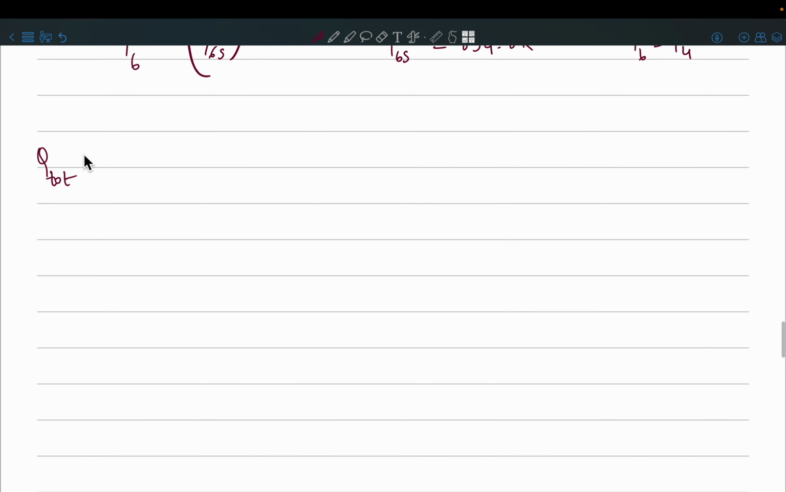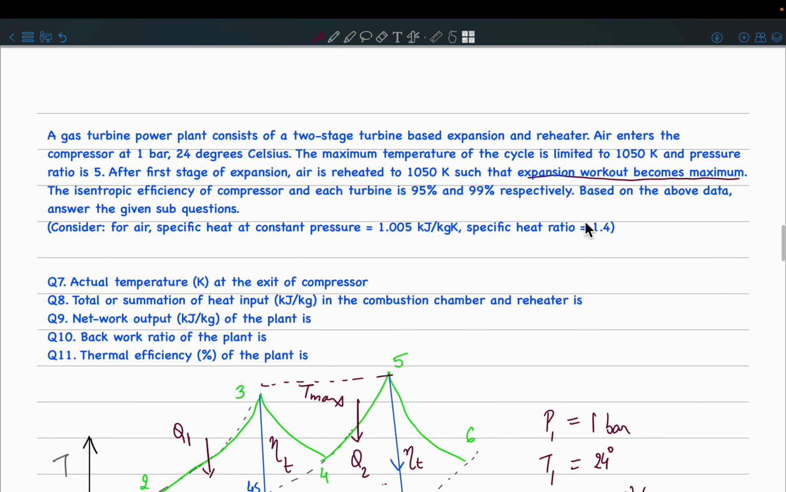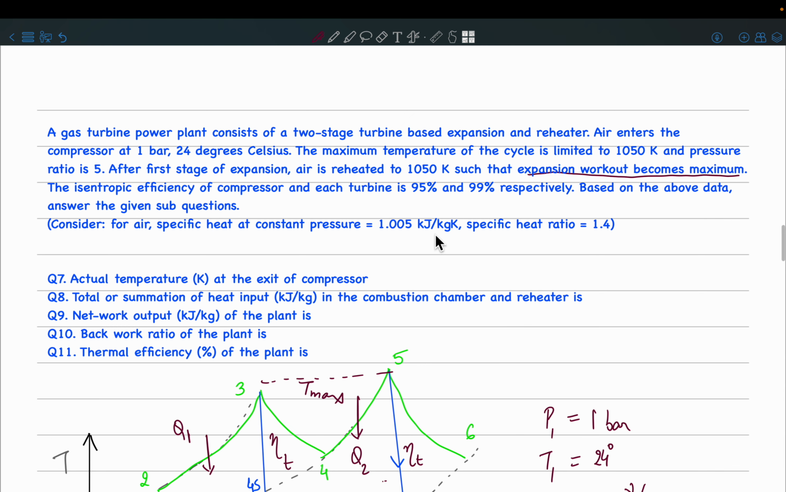Q total is Cp into T3 minus T2, plus Cp into T5 minus T4. Okay, so we have all these values, right? And Cp is also given. So what is the value of the total heat that you have got? I'll show you the value of Cp if you want. Cp is given to be 1.005 kilojoule per kg Kelvin.